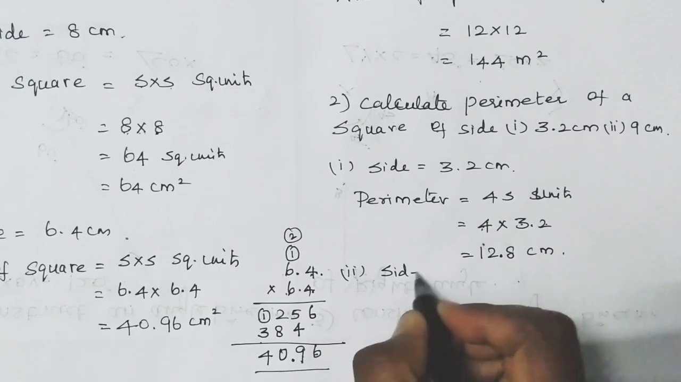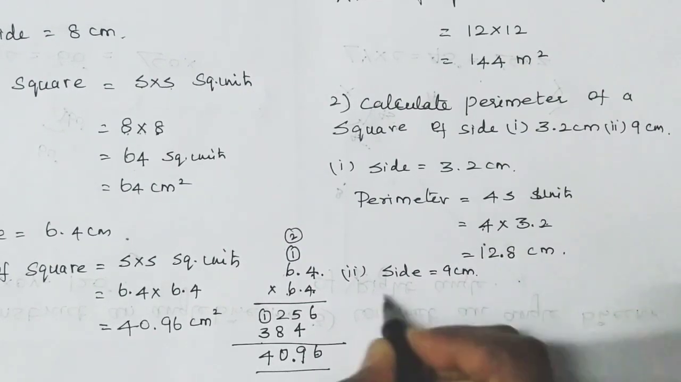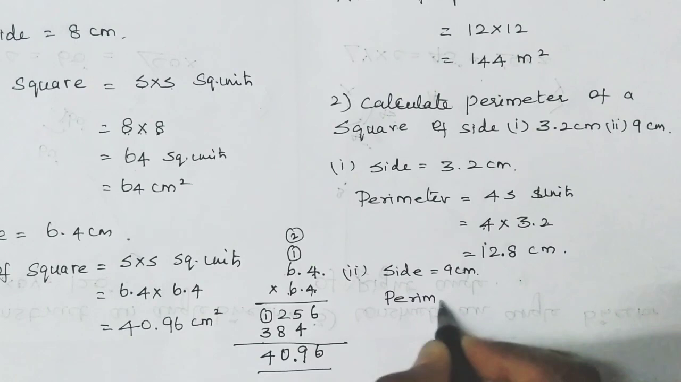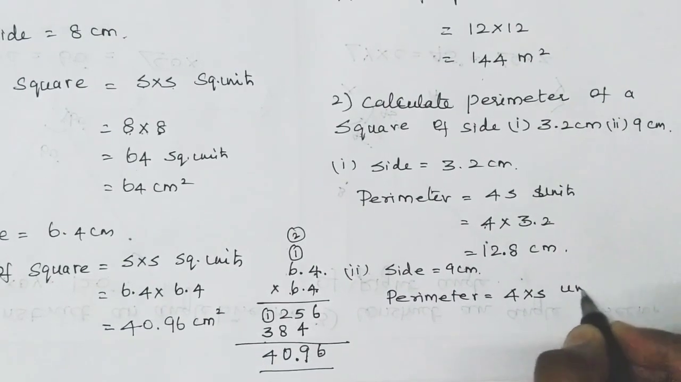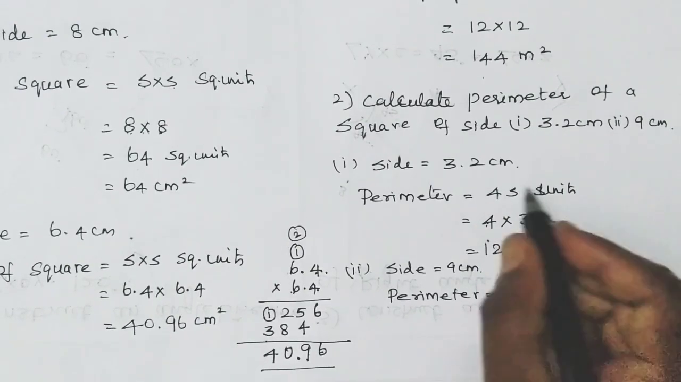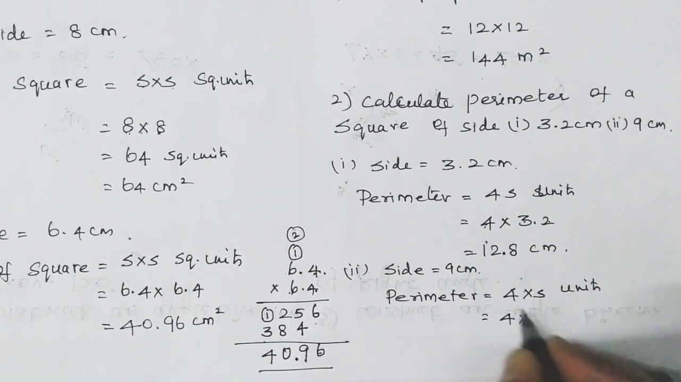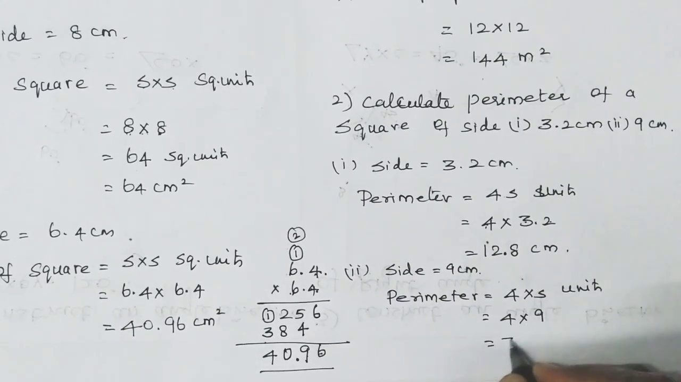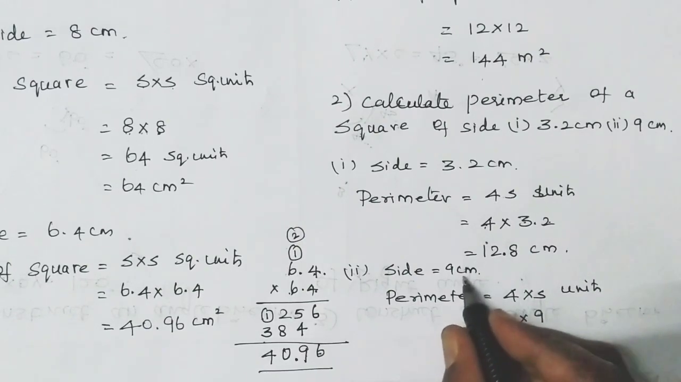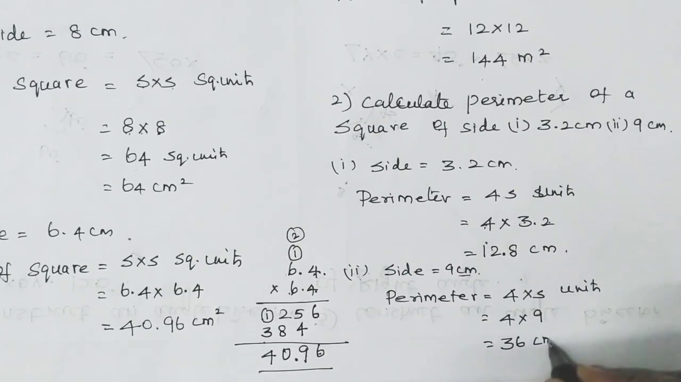Now second subdivision. Side is equal to 9 centimeter. Now perimeter is equal to 4 into s units or 4s units, like this. So 4 into side is 9. 4 9s are 36. Units. What is the unit here? Centimeter. So 36 centimeter. Is it clear, children, about a square, the properties and the formulas and how to calculate area and perimeter of a square?